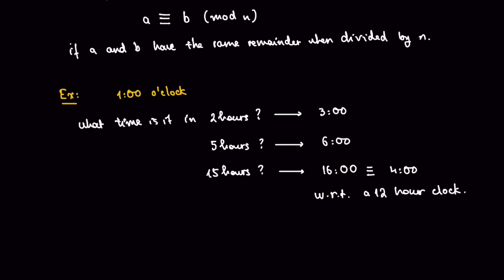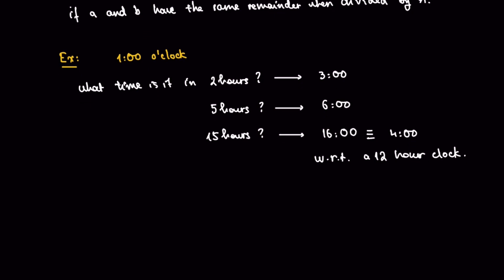And you can do the same calculations when you ask questions such as, what time is it in 100 hours? It's not going to be 101 o'clock, it's going to be 5 o'clock. So how could I do that using modular arithmetic? 101 is 8 times 12 hours plus 5 hours. So that means that in about 100 hours, you're going to go to 5 o'clock.